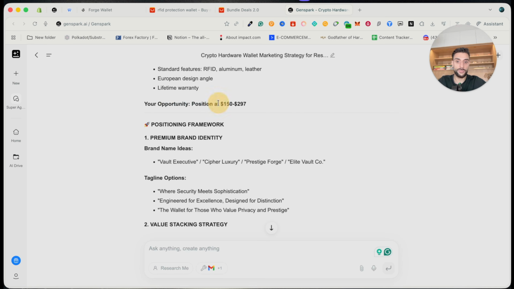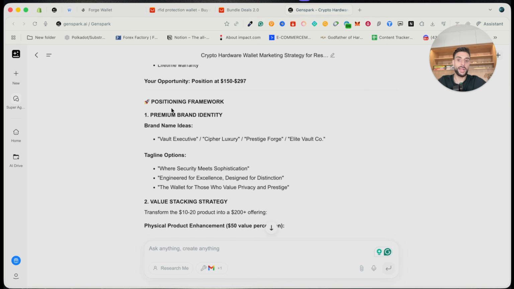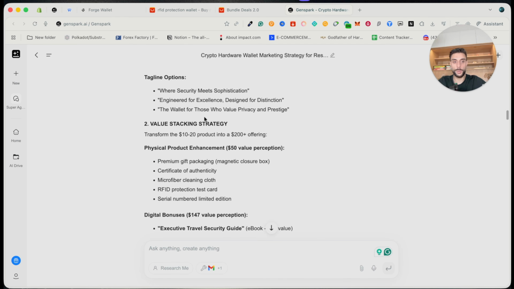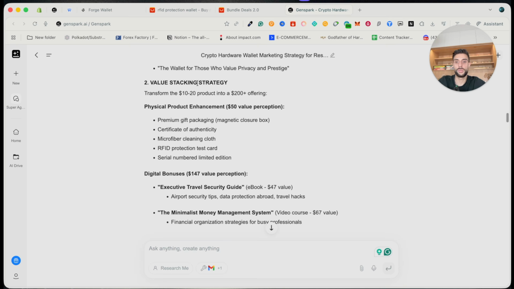Now, the opportunity for me is to sell the product between $150 to $297. And this is the way we can position and framework it to work. So it gives me a few brand name ideas, some tagline options. That stuff doesn't matter right now. The value stacking strategy: transform the $10 to $20 product into a $200 offering.